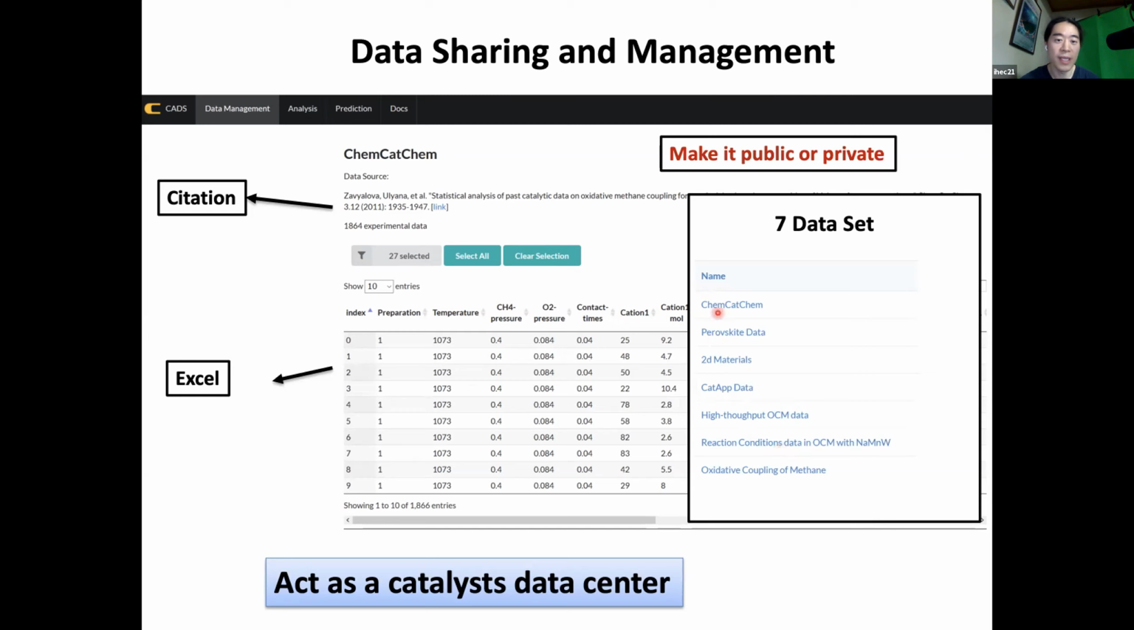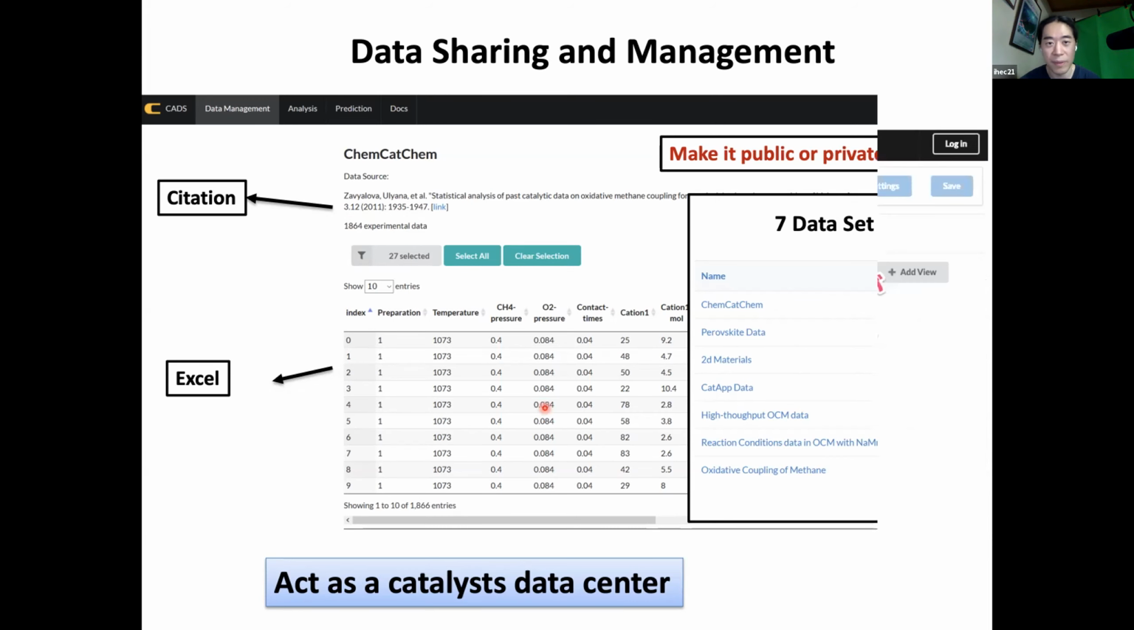If you click data here, you get to see where the different data is coming from, and then you can actually see the data sheet, just like what you see in Excel. So we are hoping that this will act as a catalyst data center, so people in the world can upload their own data, and then your data can be reused in the future. That will probably be the best in this field.